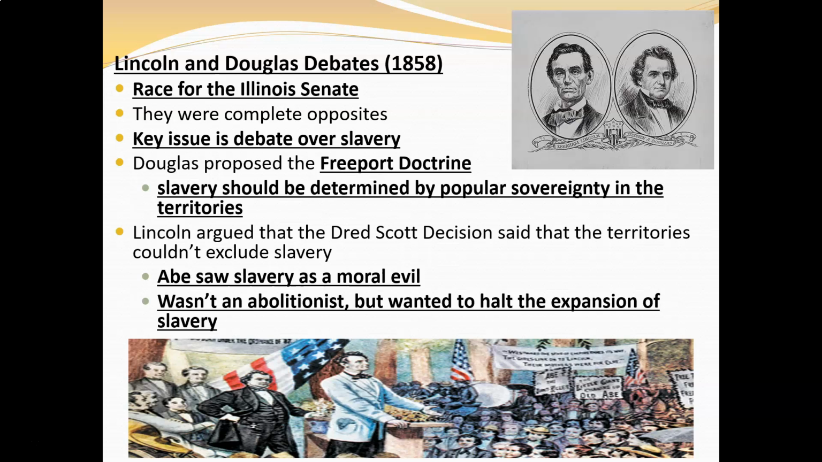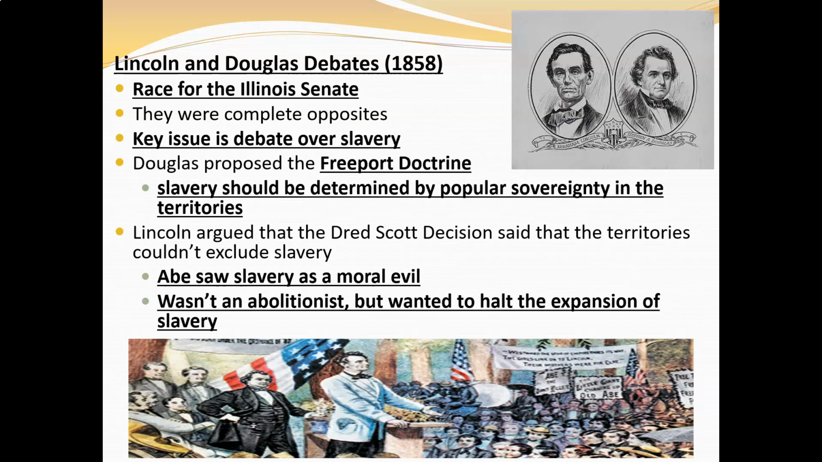Now, in 1858, Abraham Lincoln had a debate with Stephen Douglas in Illinois for the Senate. They were the complete opposites, and the key issue in the debate was slavery. Douglas proposed a Freeport doctrine that basically said that slavery should be determined by popular sovereignty in the territory, and that essentially there shouldn't be a yes or no to slavery. It should be whatever they decide in that area, that's what they get.